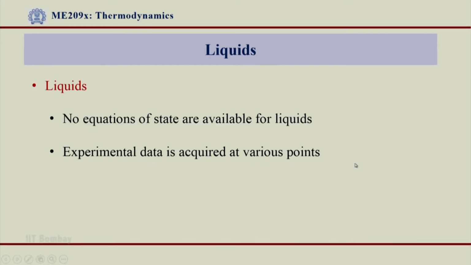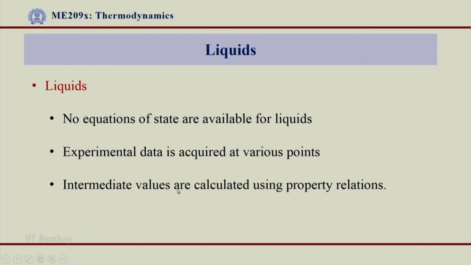Once I get those points, I can then get intermediate values using property relations. In thermodynamics, we have several property relations available, Maxwell relations for example. Using such property relations and this experimental data, I can get approximate data for other points also by using interpolation, etc. The more experiments I do, the more data I get, but I cannot do experiments at all the points. So the important difference between gases and liquids is that here I have to conduct a lot of experiments to get more realistic data, while for gases I need not do experiments, I have equations of state.